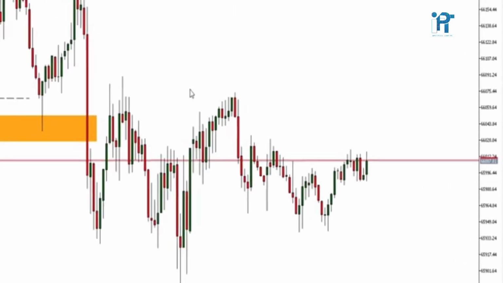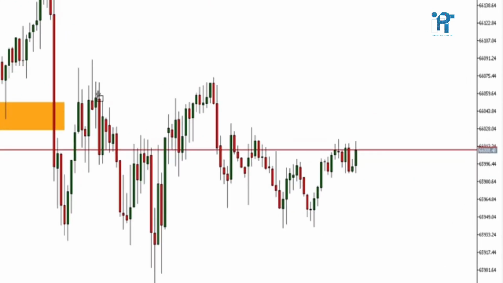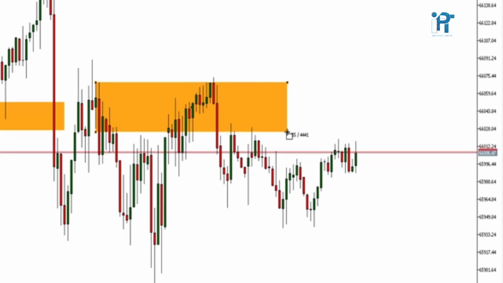Now, let me show you another very important level. Look at this. If we are mapping out the last green candle based on color as our order block, look at what will happen. Price actually traded above it.